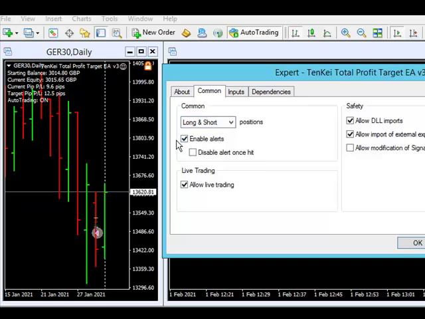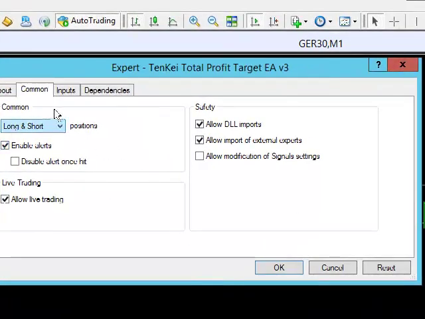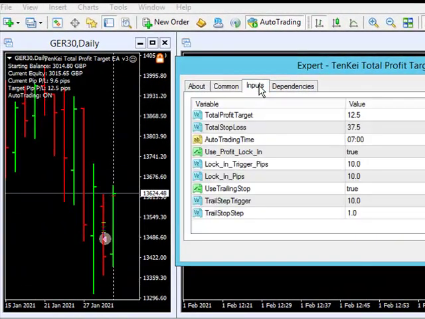Everything else you want to copy as you see it, whereas you want to have enable alerts checked. You want to have allow live trading checked. You want to have definitely allow DLL imports checked. You want to have allow import of external experts. But this is all in the booklet or the PDF inside the course itself. Okay, so once again, we don't want to click here or here, we click here if we want to get out, but now we're going to look straight at the inputs.